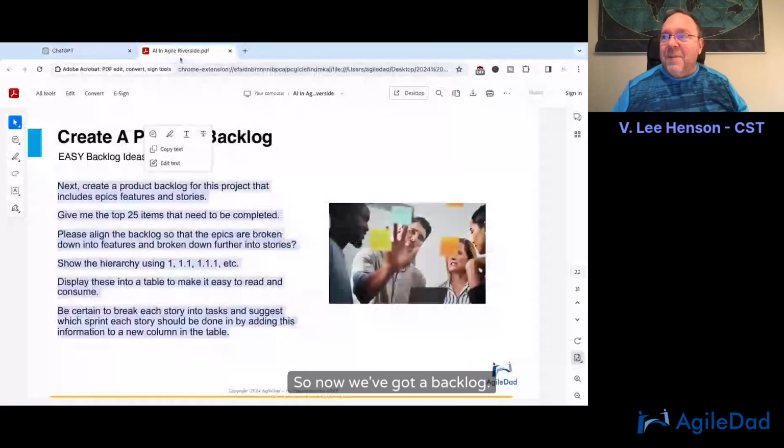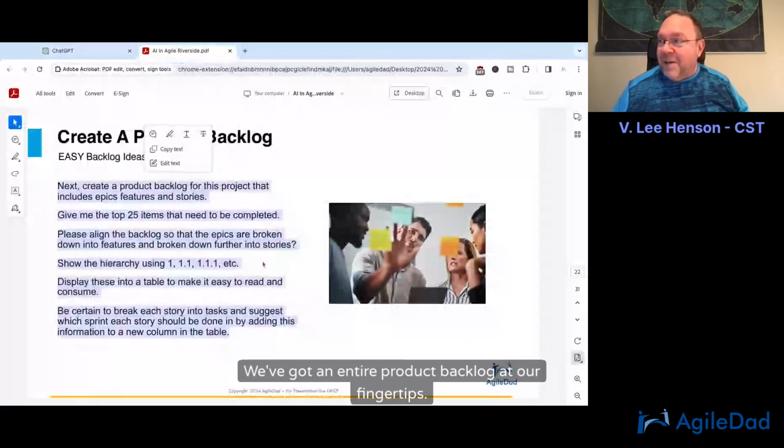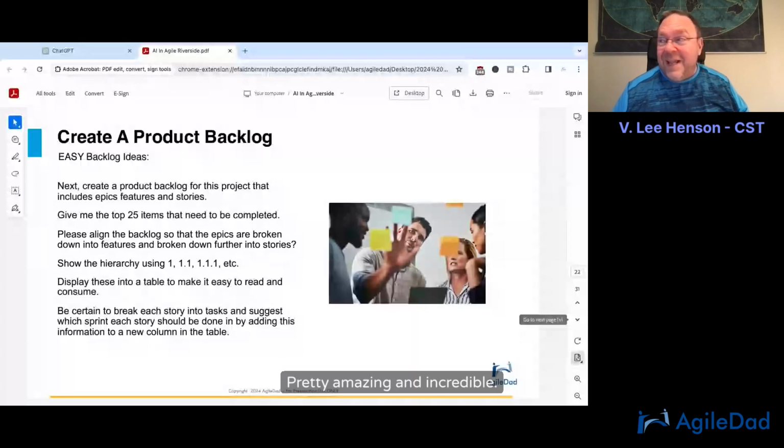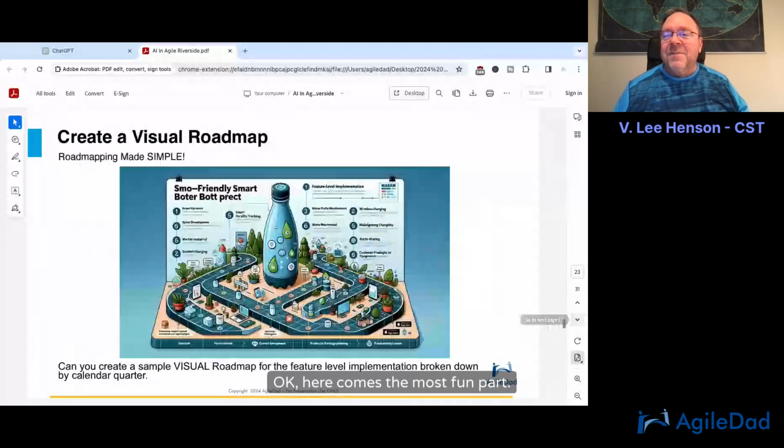So now we've got a backlog. We've got an entire product backlog at our fingertips, and all we had to do was a couple of simple queries inside of chat to get there. Pretty amazing and incredible. Okay, here comes the most fun part. Are you kidding me? Here we go. Talk about road mapping made simple.